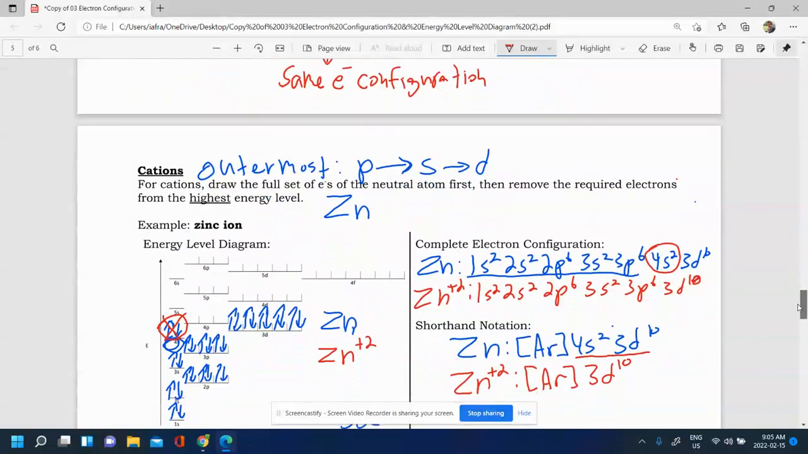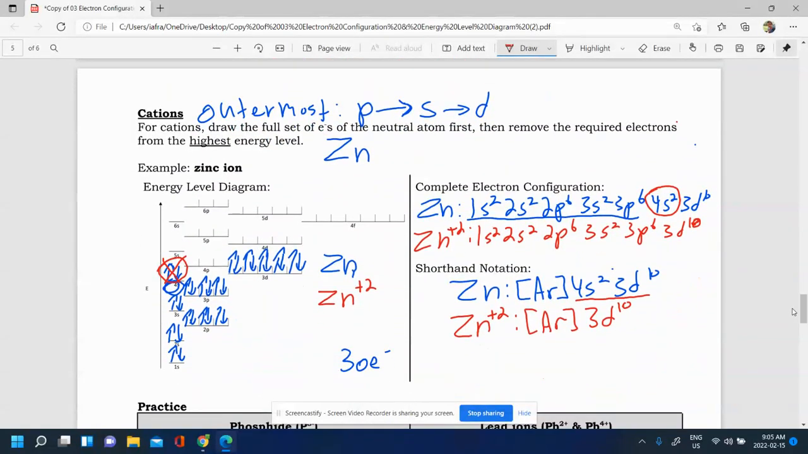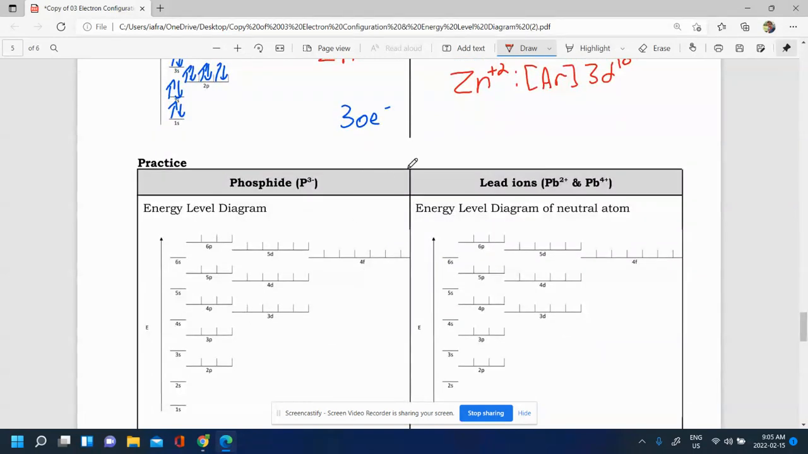Cations, on the other hand, are again typically metals that want to lose. They'll lose from the outermost energy shell first. So generally, you'd start by removing from P, then S, then D, depending on what's available. And again, there's a certain limit to how many you can remove because it takes energy to remove electrons. So we did the example with zinc over here, and you have some practice with different types of elements over here afterwards. So review the video first, and then in the next video, you can check your answers for phosphide and the lead ions.